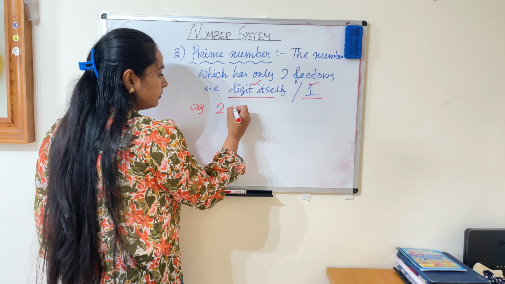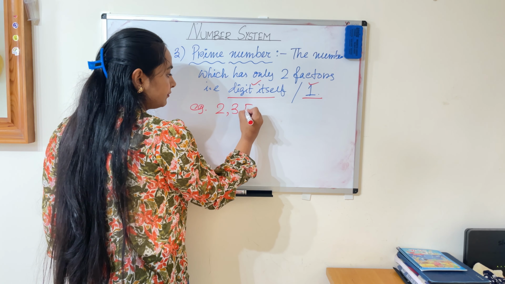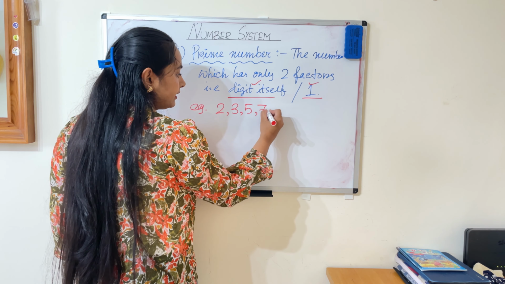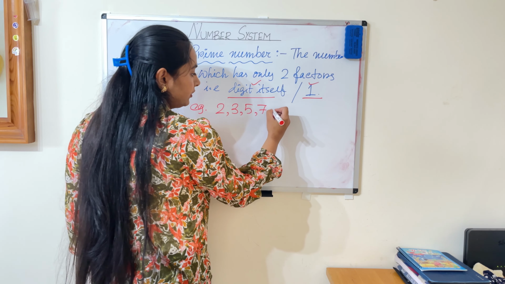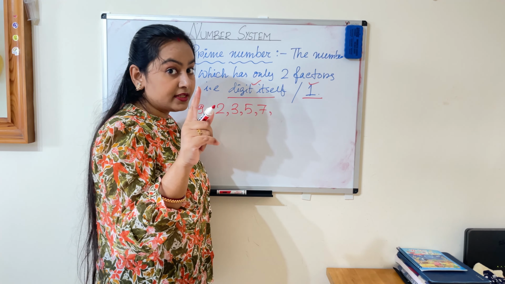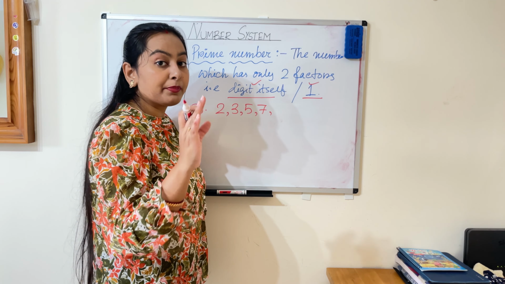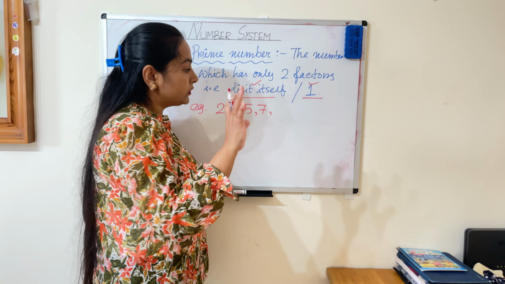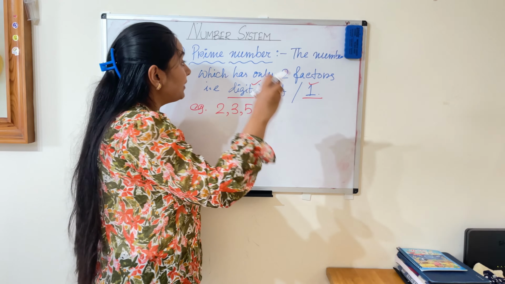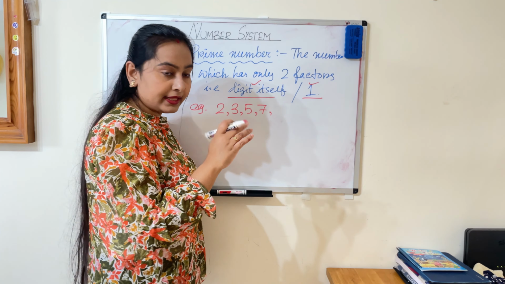That is 2, 3, 5, 7, then 9, but 9 is not a prime number. Why? Because 9 can be divided by 3, right? So that's why 9 is an odd number, but it's not a prime number. So we can't take this one, right?